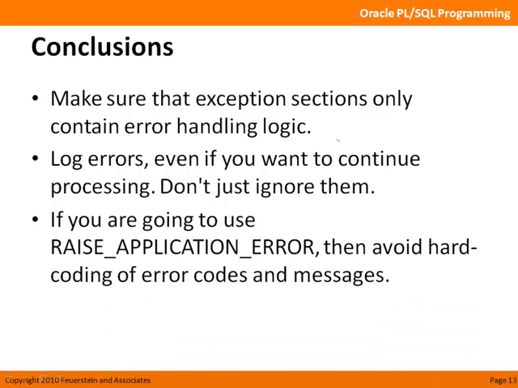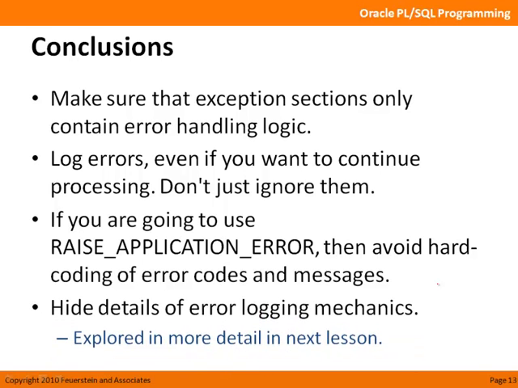If you're going to use raise application error, and again, I recommend that you don't, but if you are going to use it in your application, avoid all the hard coding that usually comes with it. Create a repository to store your errors and your messages, and then reference them by name. And the message info utility gives you a model for doing that and generating the code that you can use to reference those named elements. And finally, hide all the details of error logging mechanics. Do not expose the way you're getting that done. And I showed you a simple prototype for a shared utility. We'll look at a much more interesting and complete one in the next lesson.